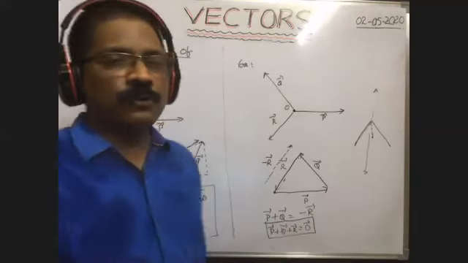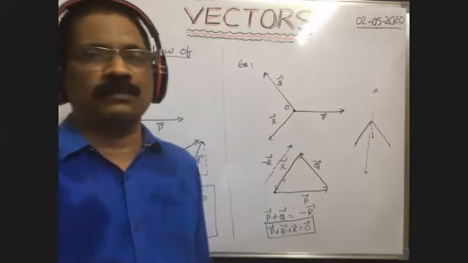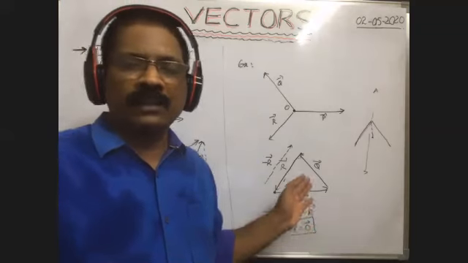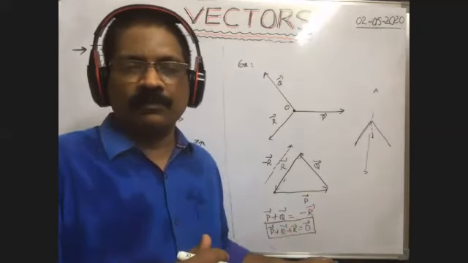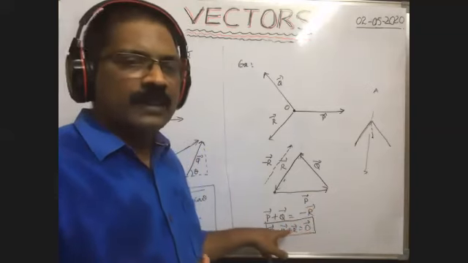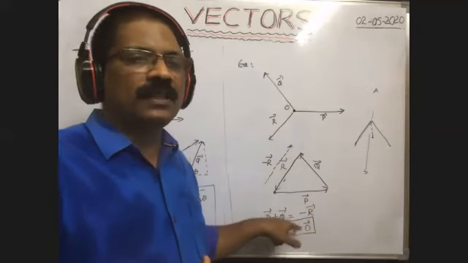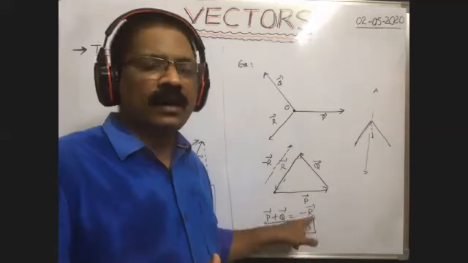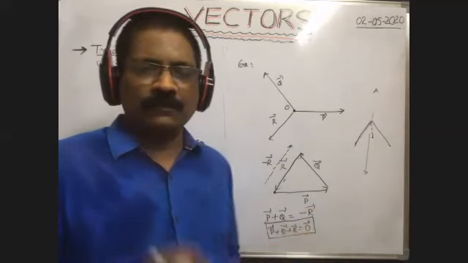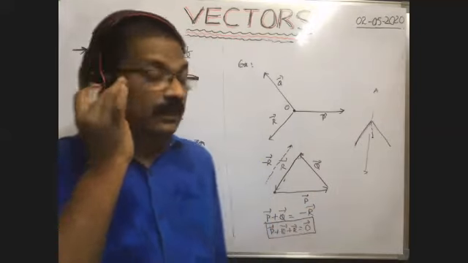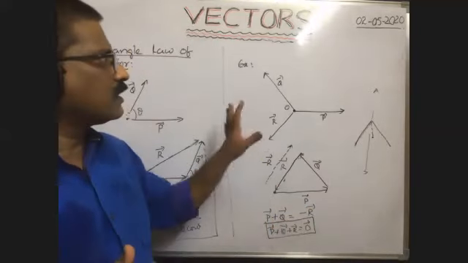When three coplanar forces keep the particle in equilibrium, then the vector sum of all the forces is equal to 0. It is the null vector. The vector sum of all the three forces is equal to a null vector or 0 vector. The magnitude of the 0 vector is 0 only. So this is the triangle law.